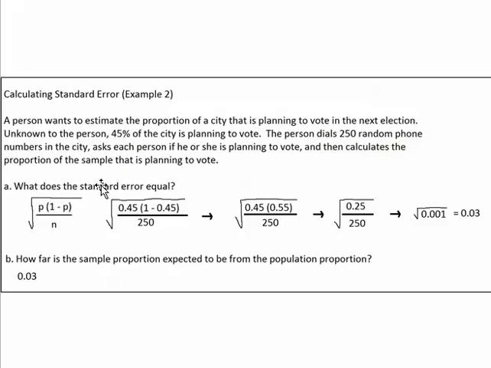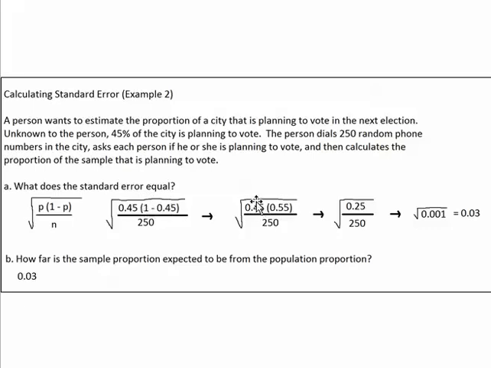This says, what does the standard error equal? To get the standard error for a proportion, you take the population proportion, which we know is 0.45, and plug it in for P, right here and right here. You take the sample size, which is 250, and plug it in here for N. Then first you subtract in parentheses 1 minus P, which is 0.55.